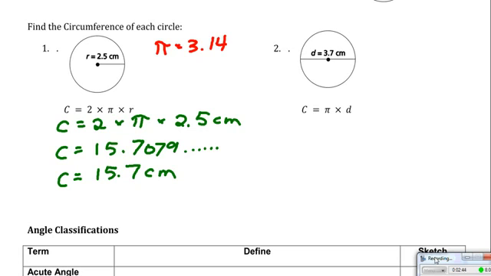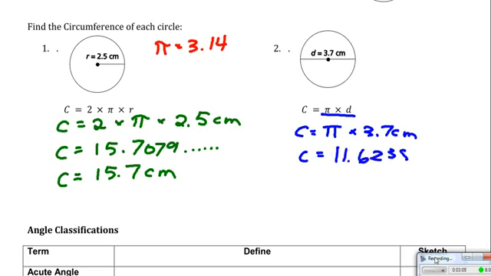When we look at the second one, they've given us the diameter, so we're going to use the formula pi times diameter. So pi times 3.7 centimeters. And we get a circumference of 11.62389. So if we round again to the nearest tenth, 1 decimal place, we get 11.6 centimeters.